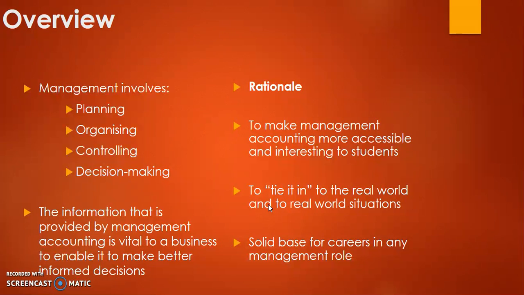So, an overview. Management generally. So management, if you're a manager in any company in the world, involves reasonably four things: planning, organising, controlling and decision making. All of those feed into each other. You need to plan something in order for it to happen. You need to organise it to get it all together, to get all your stocks, all your bits and pieces. You need to control it to make sure that it's running according to plan.